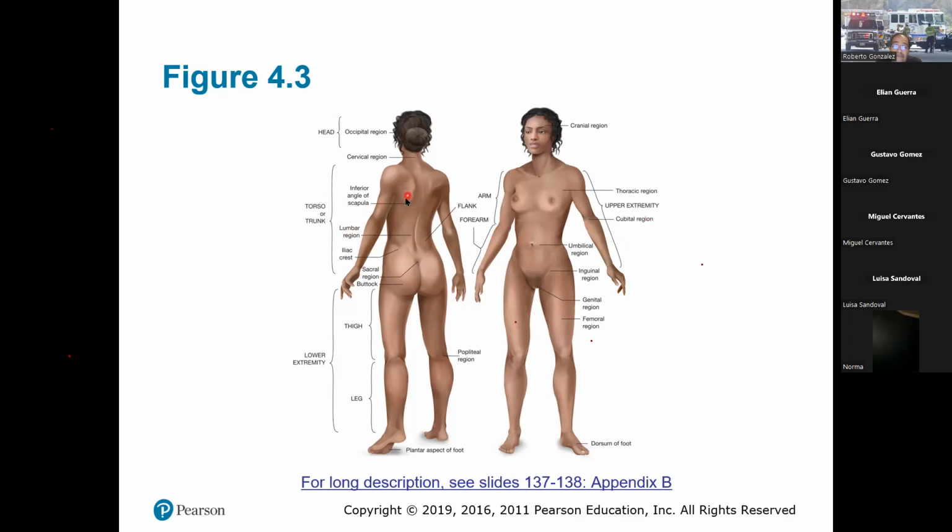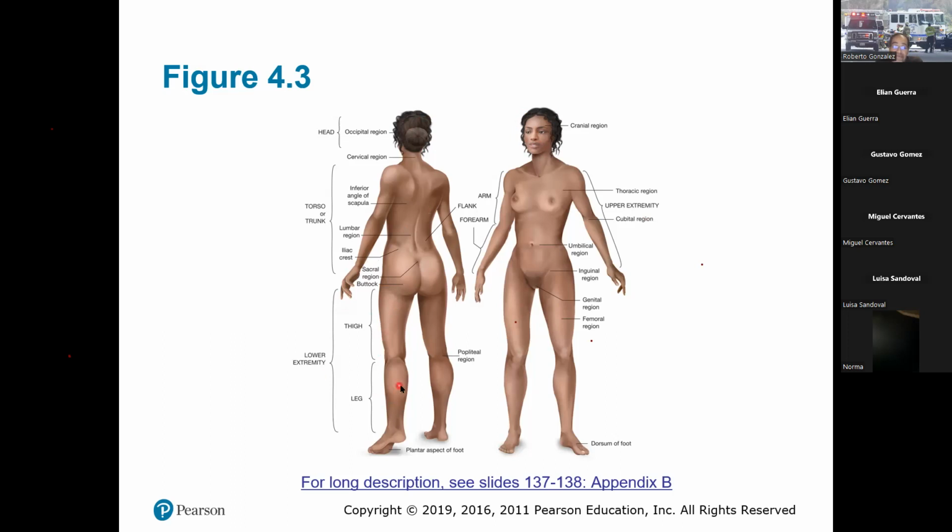Then of course you have your scapula, and anything that's the bottom of something would be considered inferior. The cervical region is named because of the cervical spine. The occipital region would be the back portion of your head, and the cranial region would be everything else. Of course, you also have the facial region, which they don't actually explain. The facial region is where your face is at.